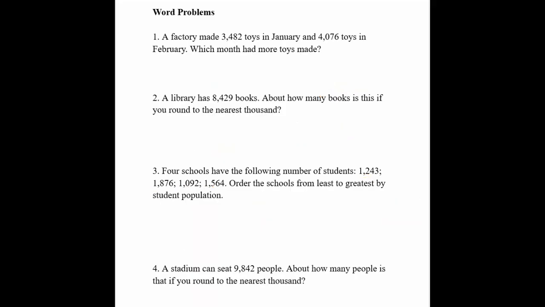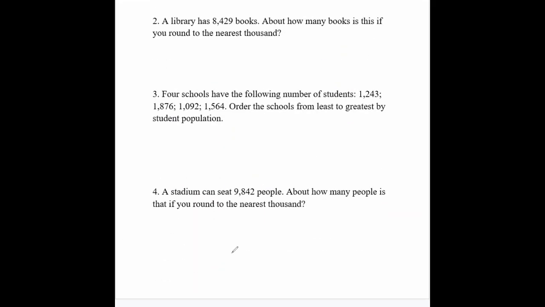A stadium can fit 9,842 people. About how many people is that if you round to the nearest thousand? So if you round 9,842 to the nearest thousand, the number next to it is 8. 8 is greater than or equal to 5, so you round up to 10,000 because the number after 9 is 10.